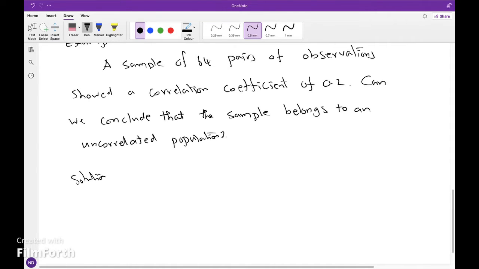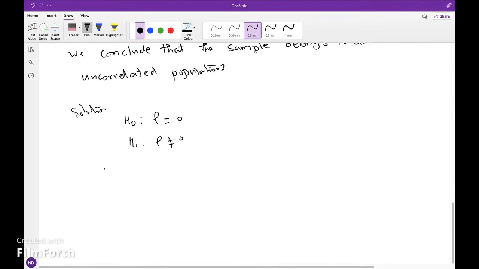Solution. First fix the null hypothesis: population correlation coefficient is equal to 0. The alternative hypothesis is not equal to 0. The test, z equal to modulus of r into square root of n divided by square root of 1 minus r squared.